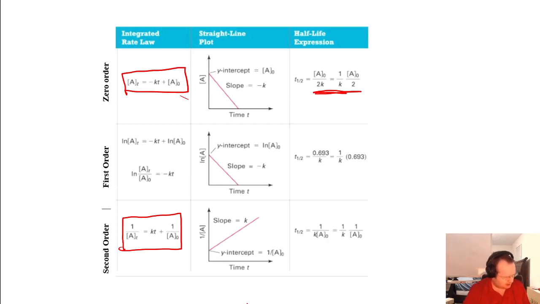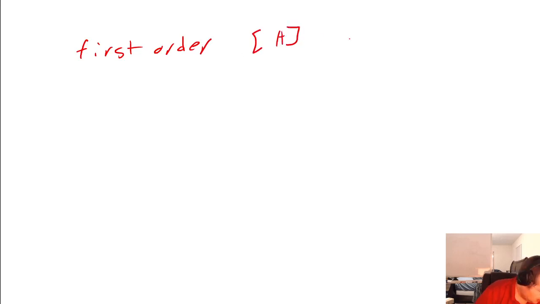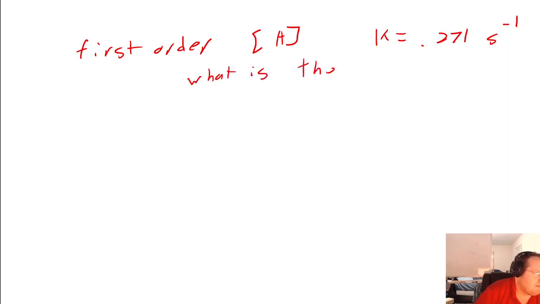Now, let's see. I didn't have this written here, but I do want to mention we can also ask questions with the half-life. So let's show an example of that. Let's say we're working with something where it is first order. We're just going to make it first order A because I have to make something up to make it work. Let's say that its rate constant k is equal to 0.271 inverse seconds. I want to know, what is the half-life?